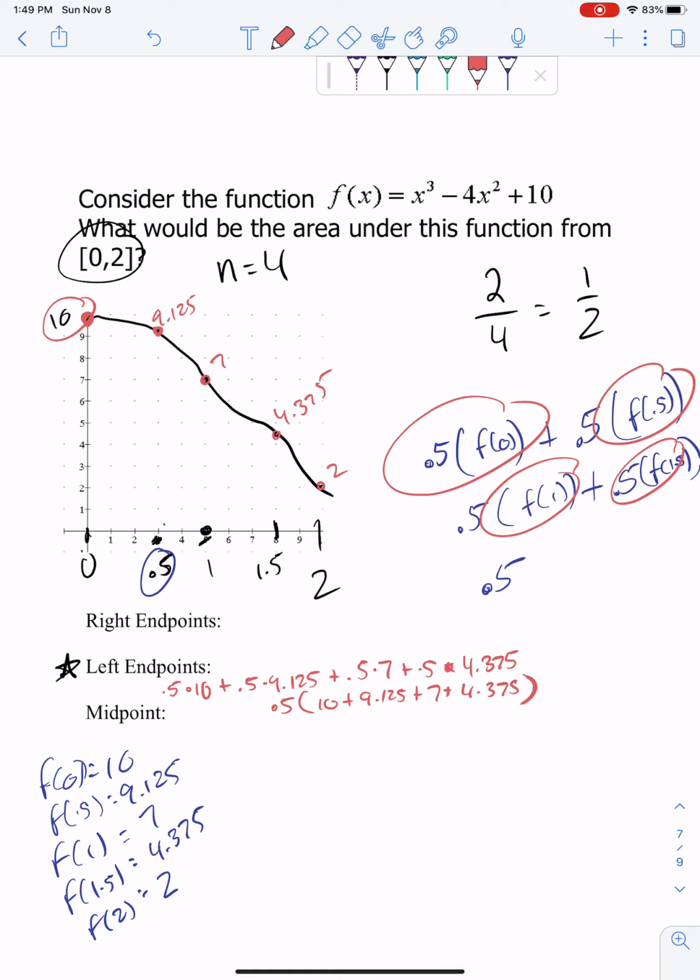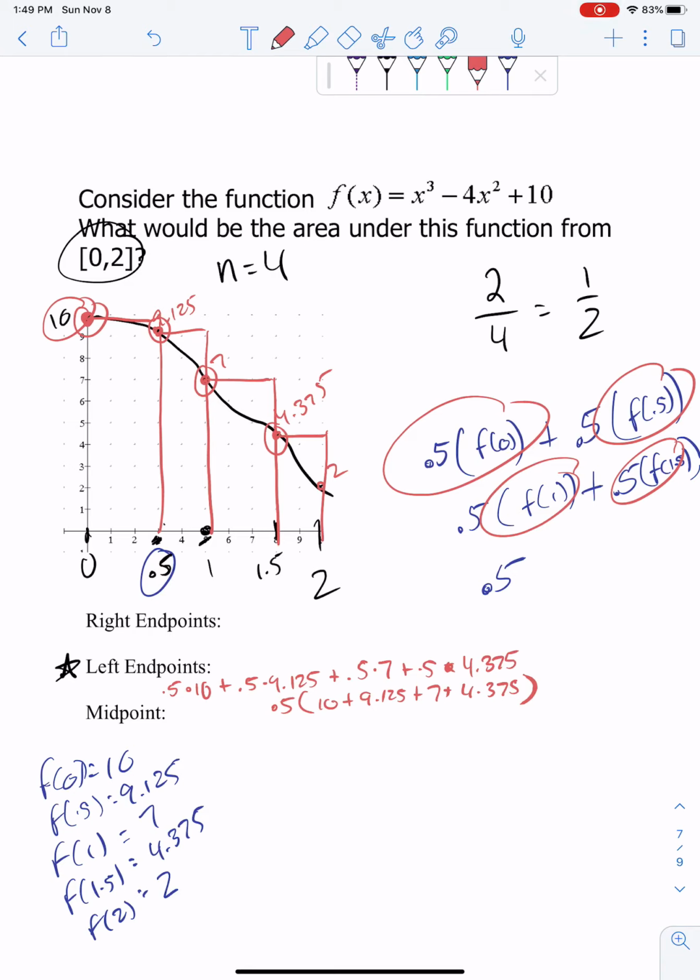Because this graph is going to look something like this. Because my endpoints are based on, whoops, that's not right, Mr. Reed. My first one was right. My endpoints are based on the left side of the interval, right? They're based on these left endpoints. That's the height of my rectangle.